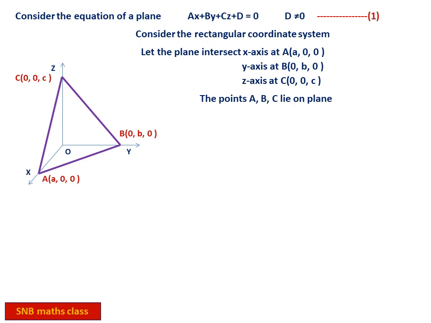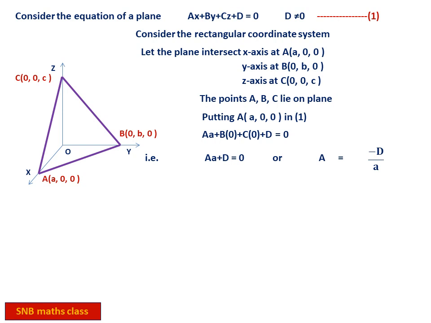Now the points A, B, C lie on the plane. Therefore, all three points should satisfy equation 1, that is, Ax + By + Cz + D = 0. First let us take (a,0,0) and substitute in 1. So what do we get? A·a + B·0 + C·0 + D = 0. When you simplify, you get A·a + D = 0, or A = -D/a. So this is the value.